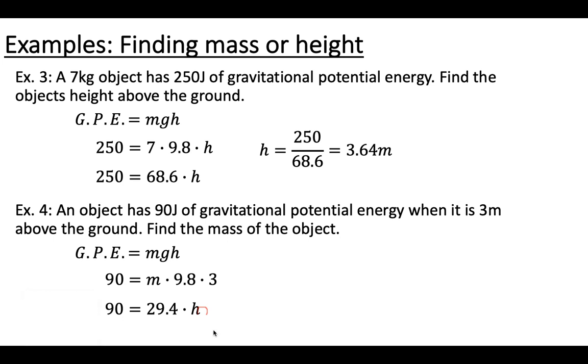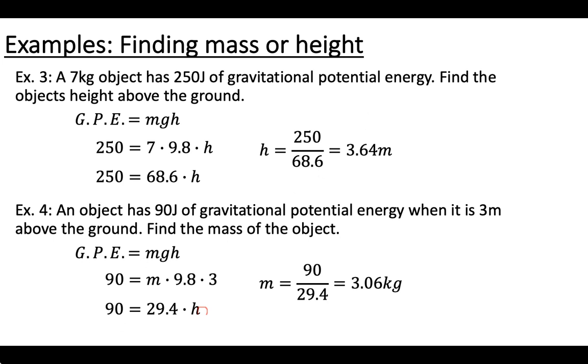Okay. And we just got to get m by itself now. Now we just got to divide. m is 90 divided by 29.4, and 90 divided by 29.4 is 3.06 kilograms. So the mass, we measure that in kilograms, and 90 divided by 29.4 is 3.06.